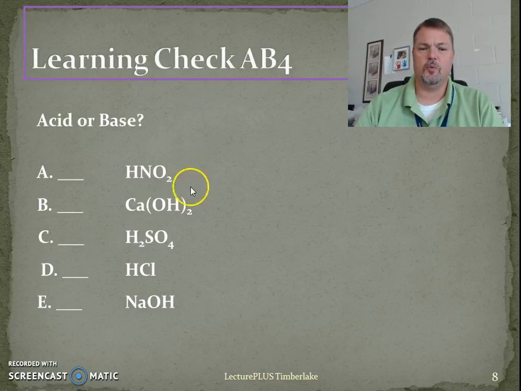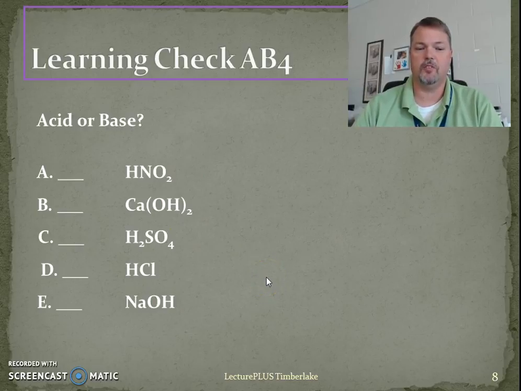Okay? Here's a few I want you to try. See if you can check. Just pause the tape, go through them, and then we'll go over the answers. All right. The first one, it's got hydrogen, so it's an acid. The next one, hydroxide's at the end, so that's a base. Leads with hydrogen, that's an acid. That's sulfuric acid. The next one, hydrogen, so that's hydrochloric acid. And the last one, sodium hydroxide, has the hydroxide, so it's a base.